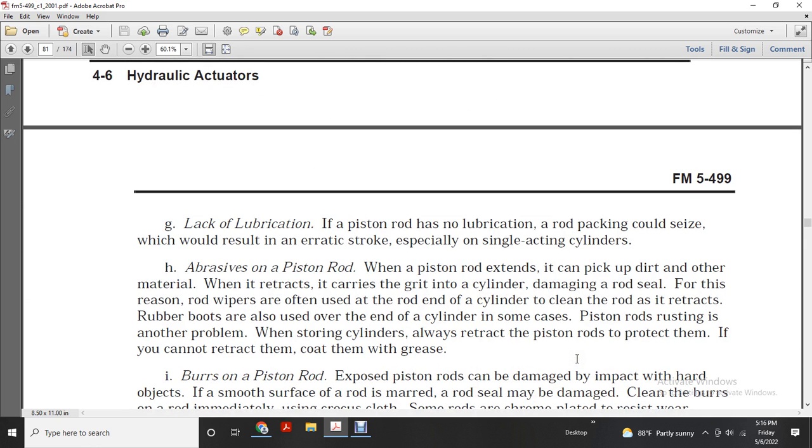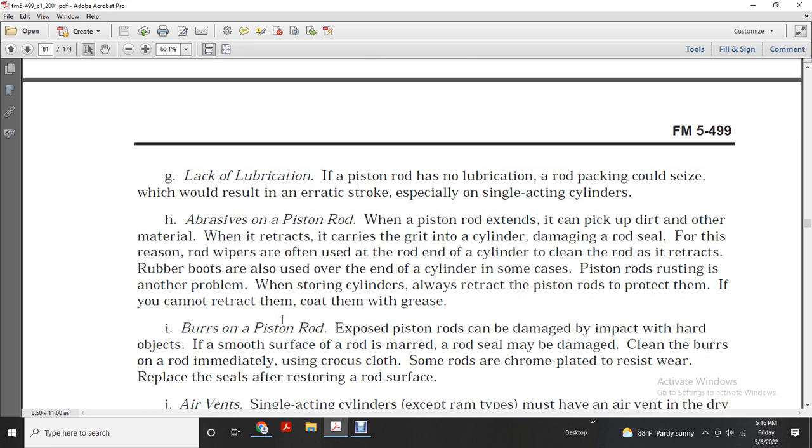Lack of lubrication. If the piston rod packing lacks lubrication, the rod may seize, which could result in erratic stroke, especially in single-acting cylinders. Abrasives on piston rods. When the piston rod extends, it may pick up dirt or other material, which the retract stroke carries into the cylinder, damaging the rod seal.